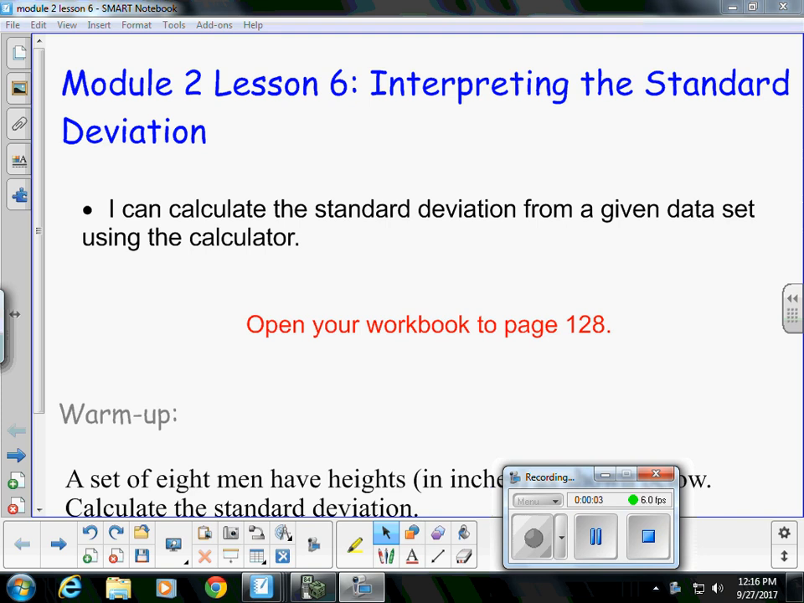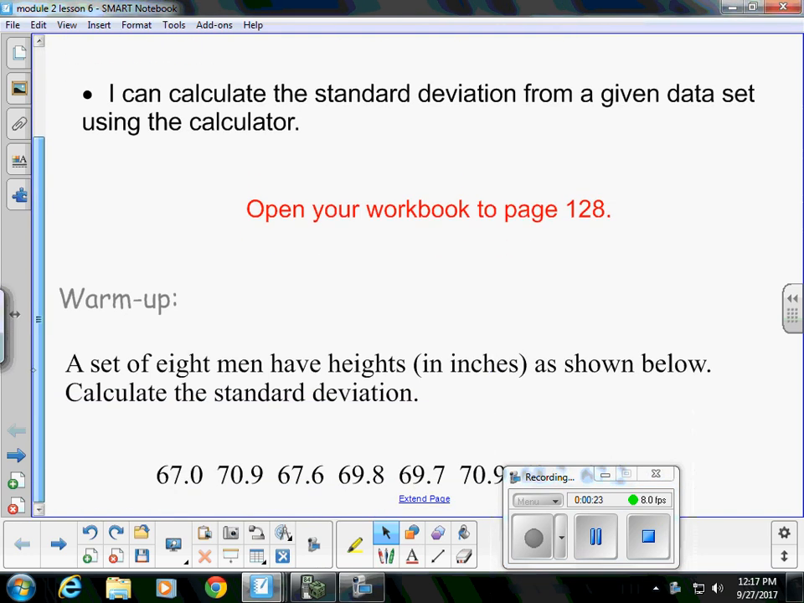All right, lesson 6, interpreting the standard deviation. Today we're going to look at how to calculate the standard deviation using a graphing calculator. Let's start, however, by remembering how to do it by hand. If for some reason you are doing this lesson at home and you do not have a graphing calculator, remember you can always do this lesson by hand.